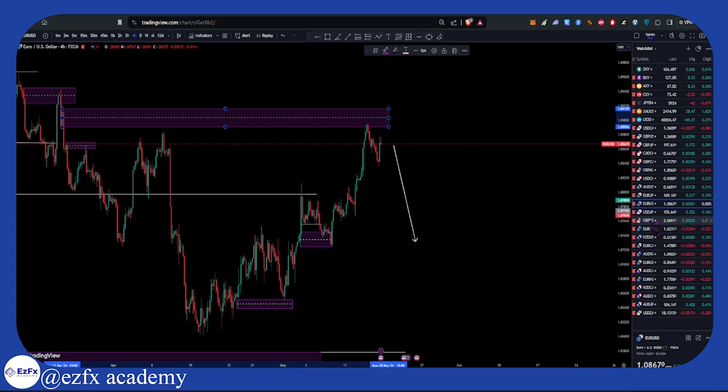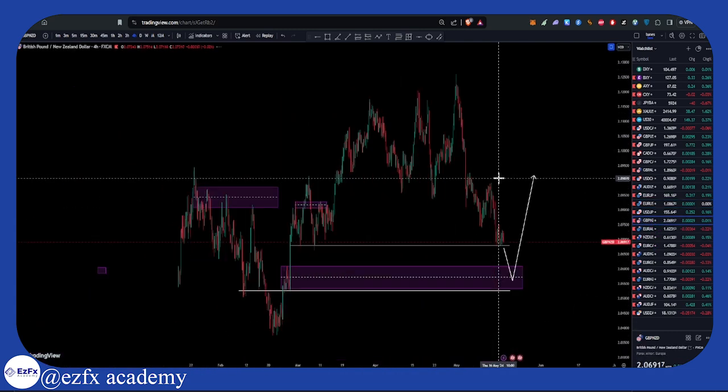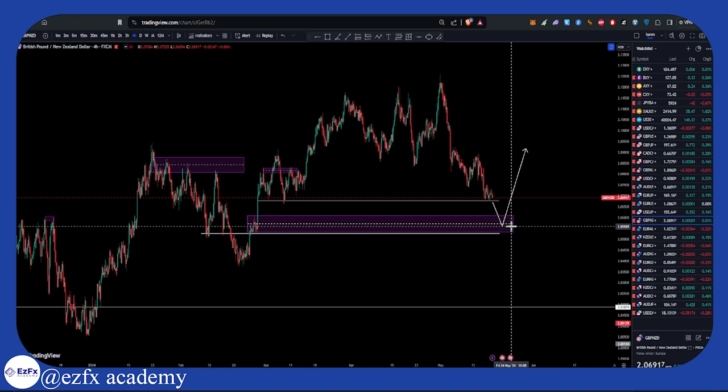All right, so I would like to clear for Euro USD. Let's go up into GBP NZD. All right, GBP NZD. So simply, I'll be watching out for GBP NZD to buy. This is a demand zone that looks very promising to me.